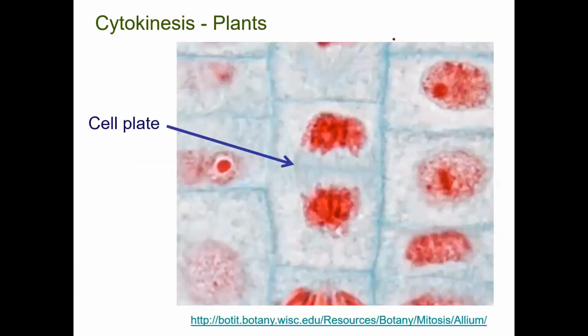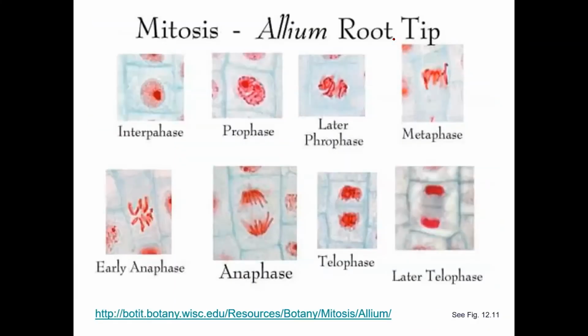Okay, so this is an electron micrograph of a cell plate. I think I showed you a similar picture to this before, maybe for lab 2 if I remember correctly. You can just make out the cell plate there where the two cells are just about to finish dividing. There's some more pictures of plant cells. You can see all the stages there.